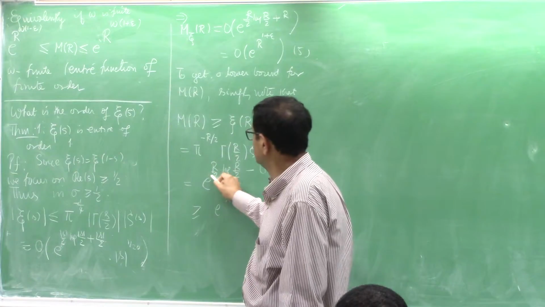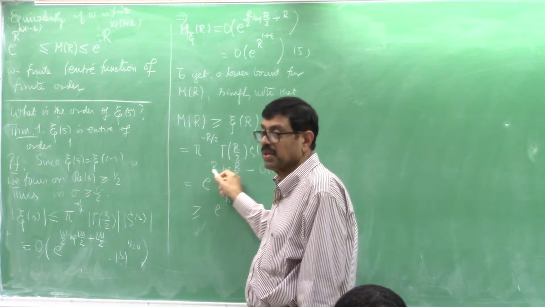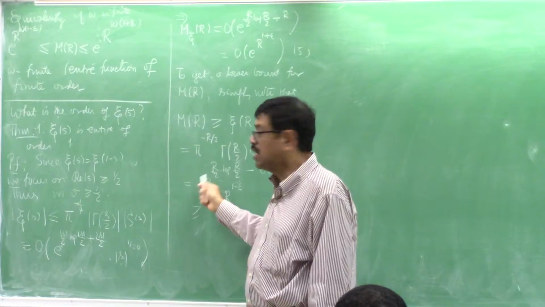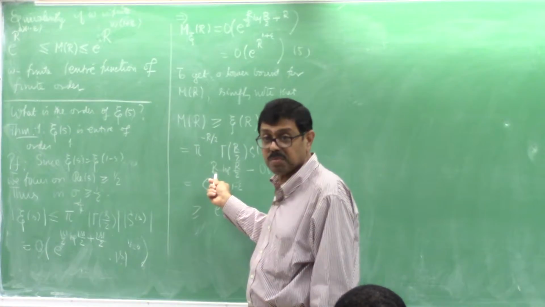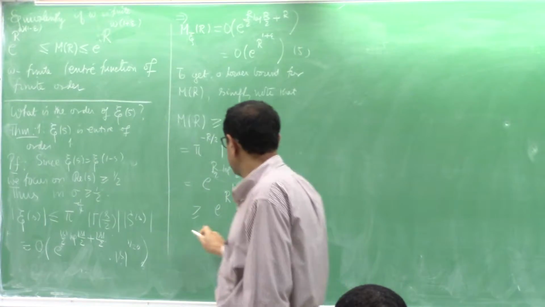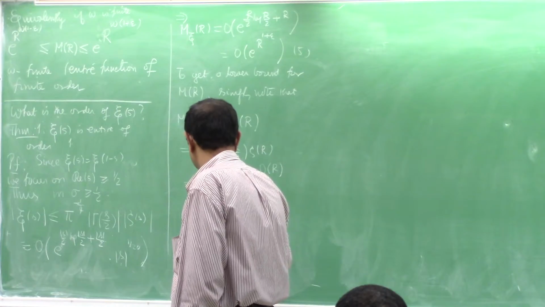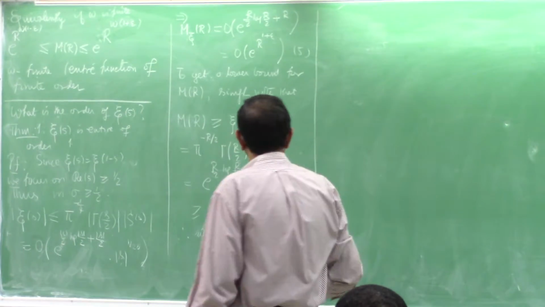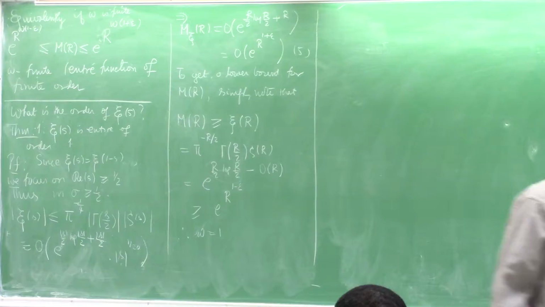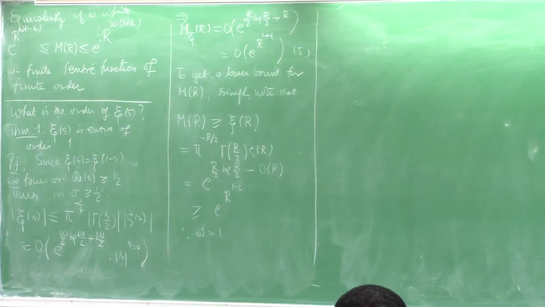In fact, it is this. So to speak, we actually have an asymptotic estimate of the logarithm exponent, right? Hence, omega is 1. So the C function is an entire function of order 1.